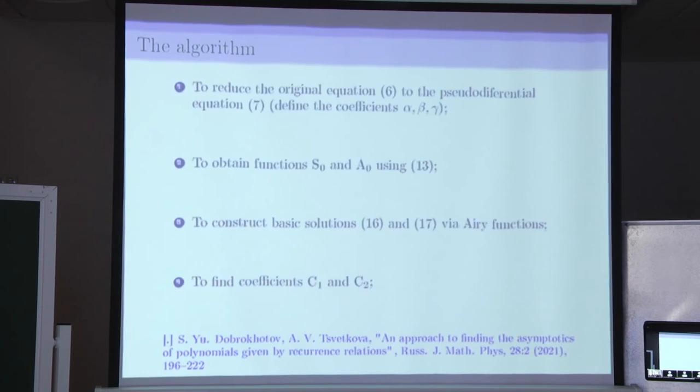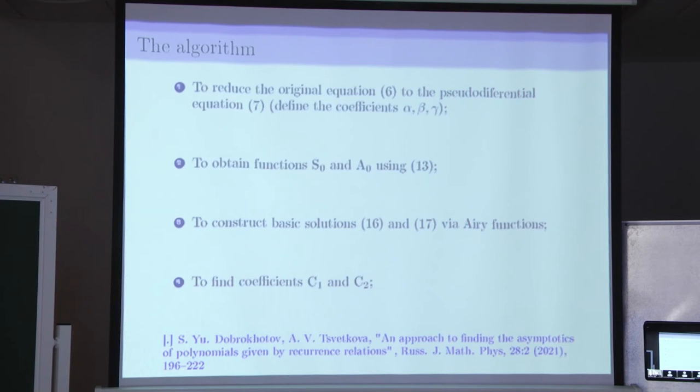Okay. So what is the algorithm for classical cases, for the cases of the second order difference equation? We reduce our difference equation to the pseudo-differential one, so we find the coefficients. Then we find the functions C0 and A0, which correspond to the imaginary part of the phase. After that, we obtain a discrete Schrödinger equation and find basic solutions via Airy functions. And the last step is to find the coefficients C1 and C2. This algorithm will be published soon in the Russian Journal of Mathematical Physics, but it is not the topic of my talk.